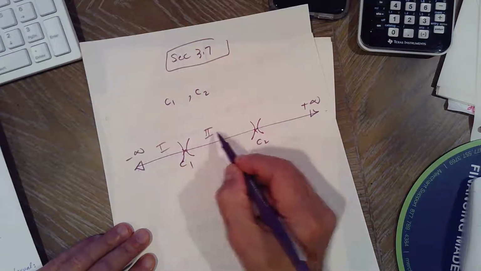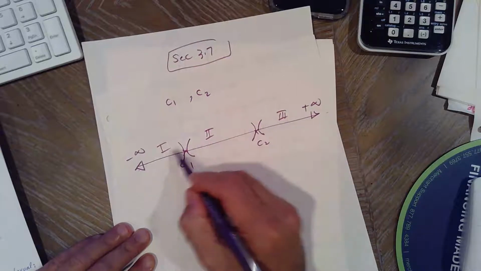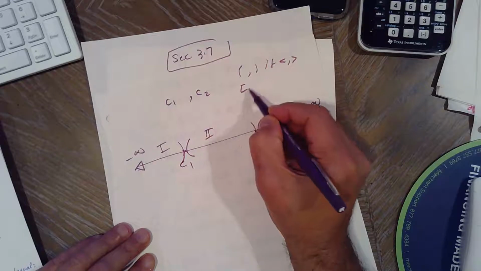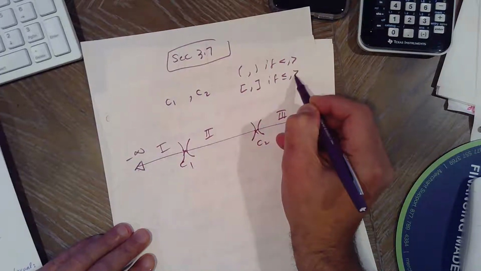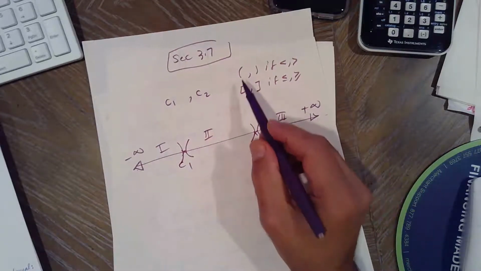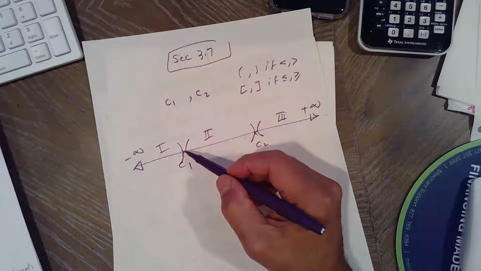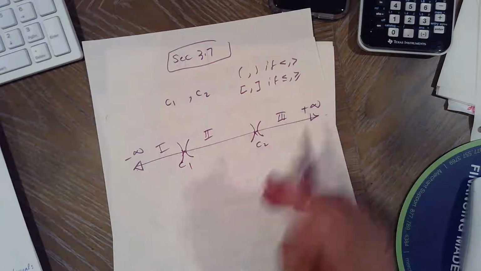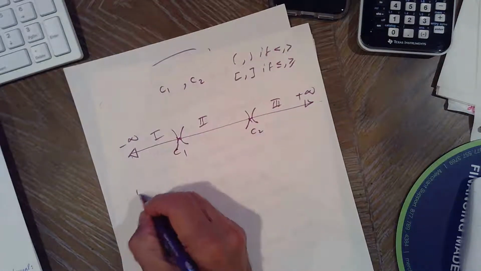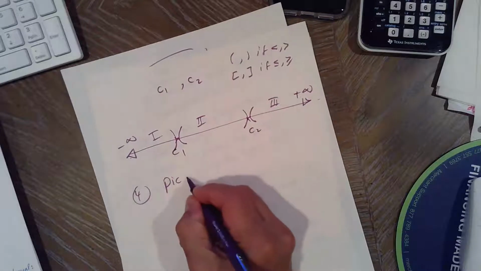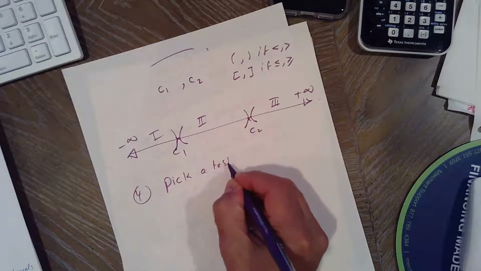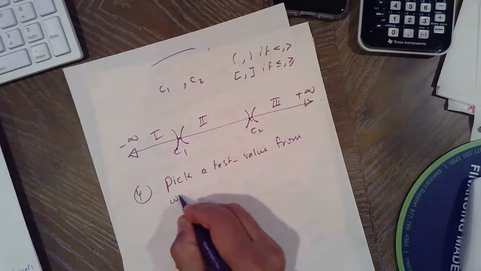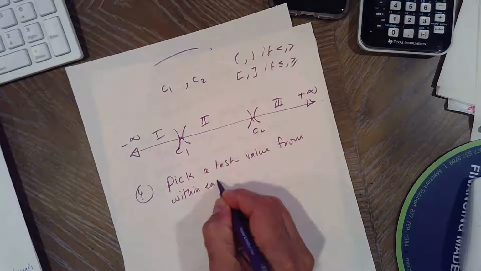So you label them. And you use parentheses if it's less than or greater than, brackets if less or equal or greater or equal. Again, parentheses mean those critical values are not part of my solution set. Brackets mean those critical values are part of my solution set. And after that, you want to pick a test value from within each interval.